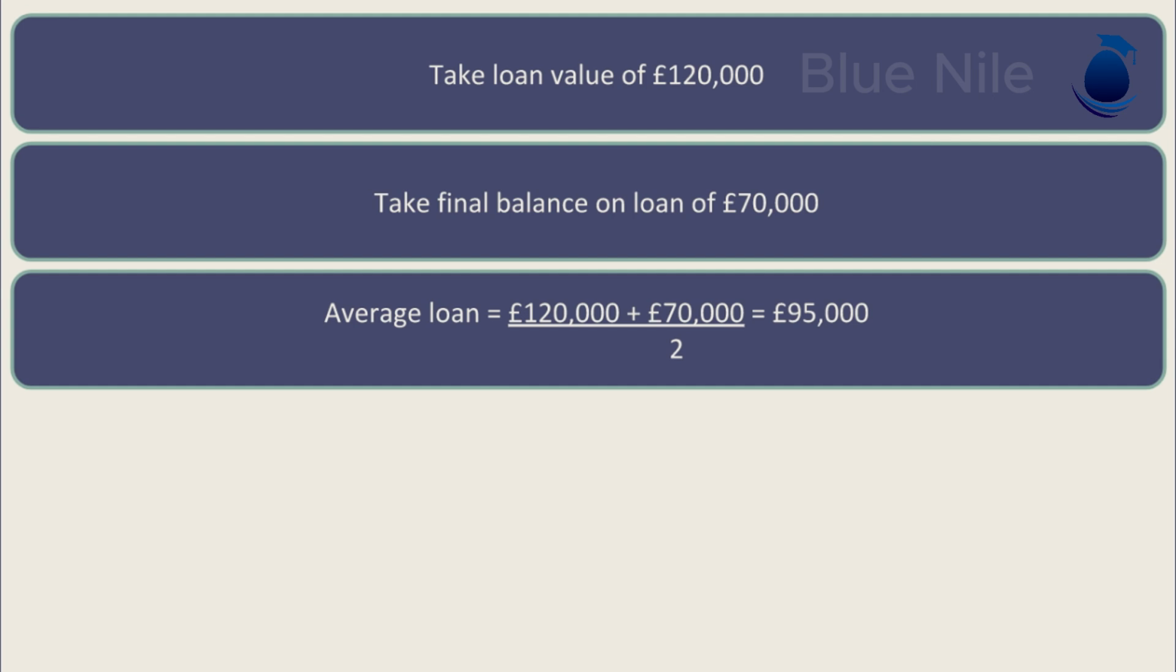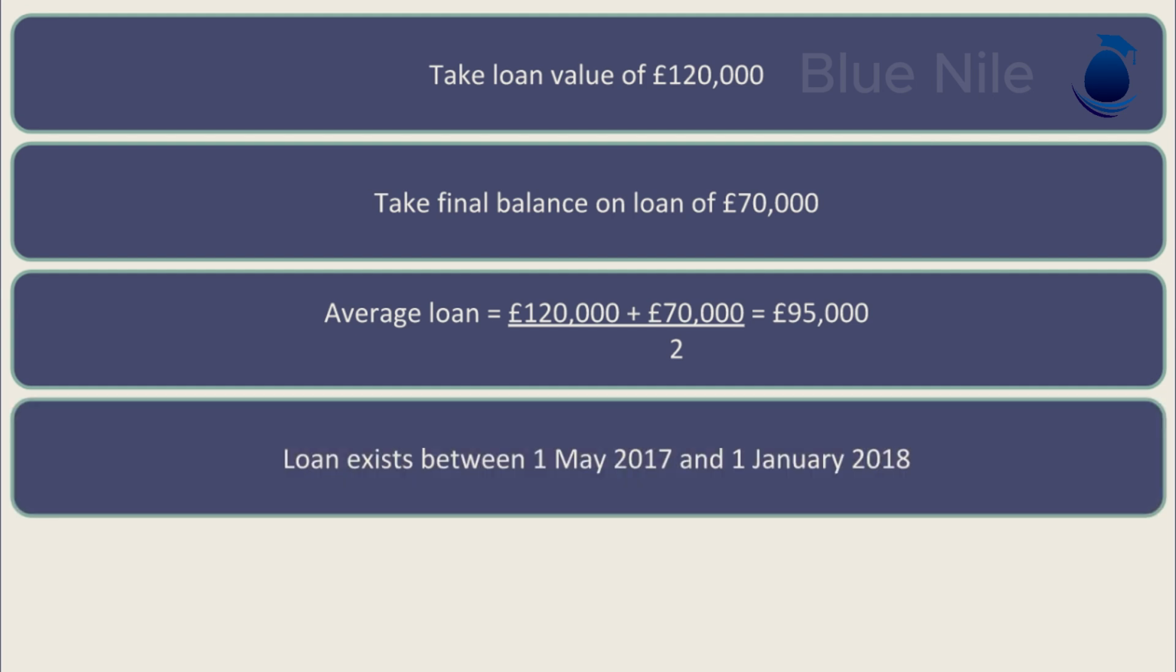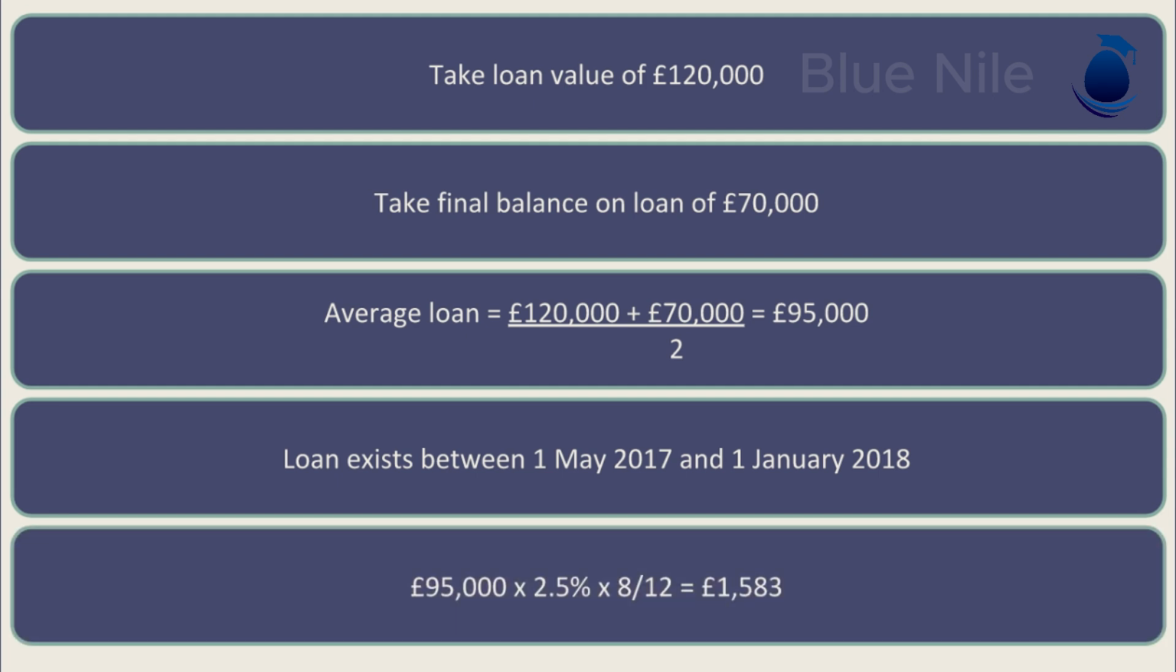Again, we use the same 2.5% interest rate, but this would give us a benefit for the whole tax year, when this loan only exists between the 1st of May 2017 and the 1st of January 2018. We therefore need to time apportion the charge to show what it is for these 8 months. So 95,000 multiplied by 2.5% multiplied by 8/12 gives you £1,583.